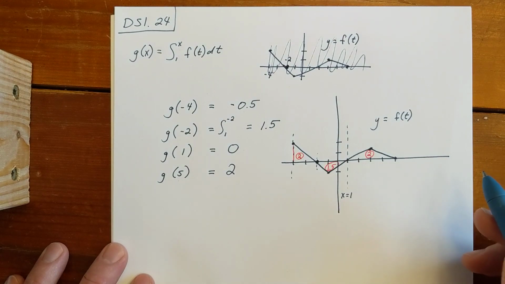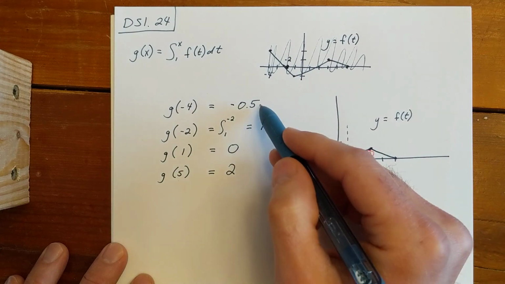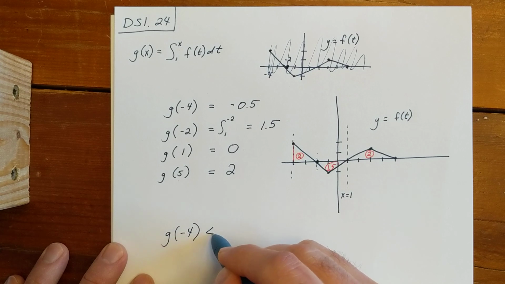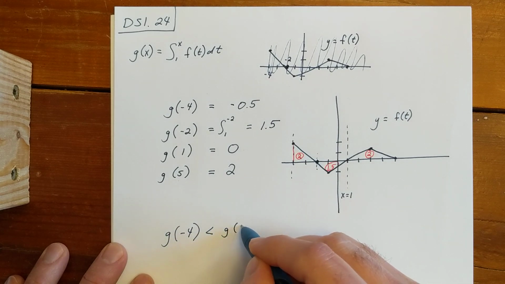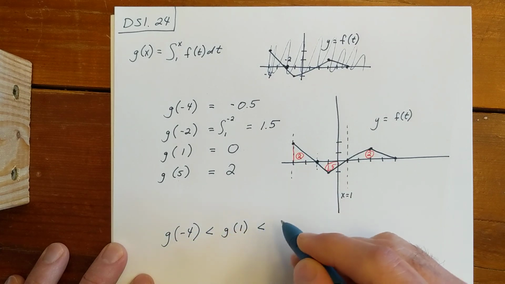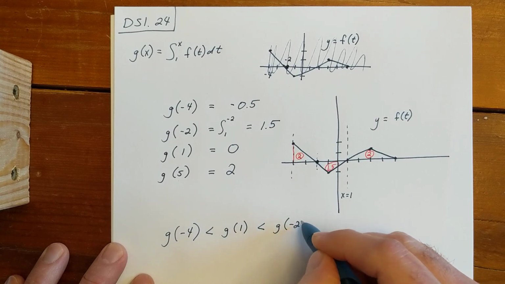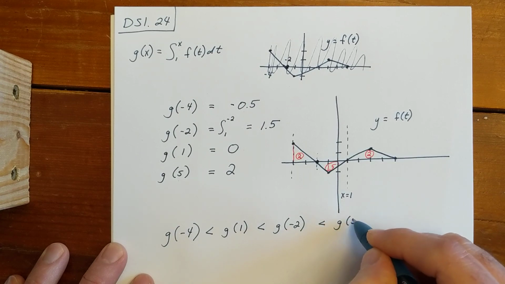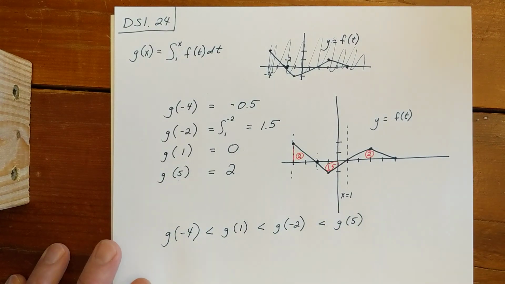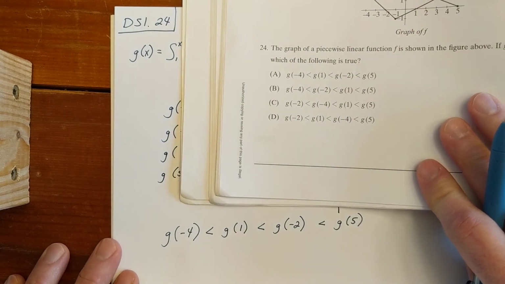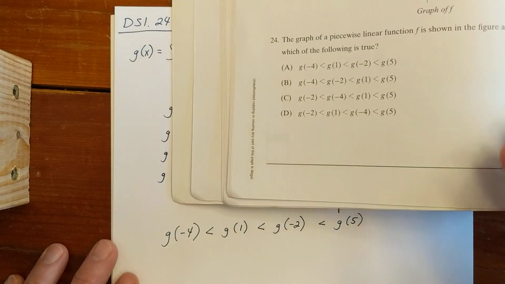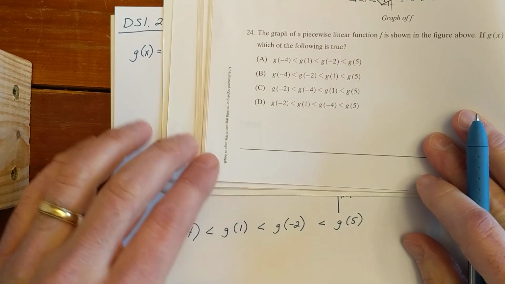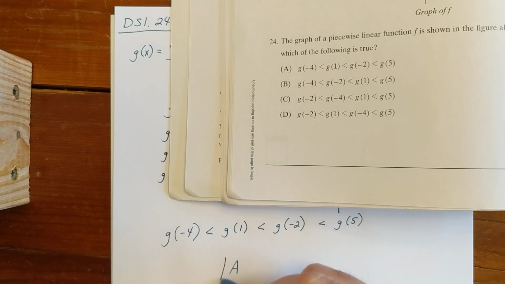So, as they wanted them in order from least to greatest, it looks like our lowest value comes from g of -4, followed by the value of g of 1, which was 0, which in turn is less than the value of g of -2, which was 1.5, which is less than the value of g of 5, which is going to be 2. So if we look at all of the choices here, g of negative 4, followed by g of 1, g of negative 2, g of 5, it looks like A is going to be the answer to this one.